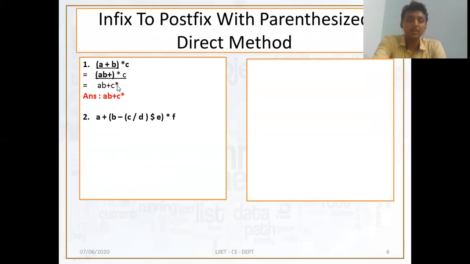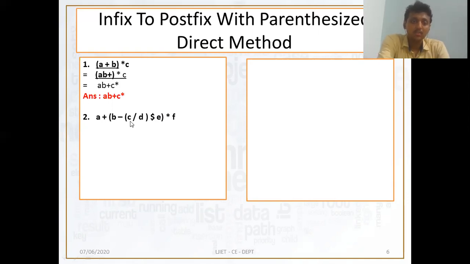Now the next example is a plus opening bracket, b minus opening bracket, c division d closing bracket, dollar e closing bracket, star f. Okay, this is our problem. Now from this whole statement we need to solve the brackets first. Don't focus on the operators first, first focus on the brackets, then inside the bracket focus on the precedence of the operators.